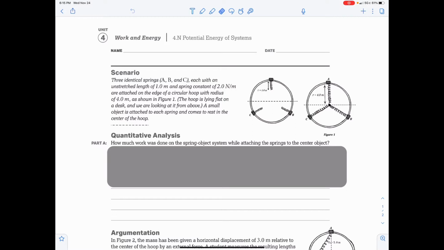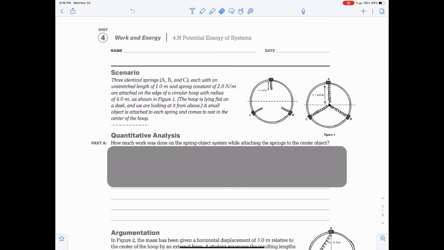3 identical springs, A, B, and C, each with an unstretched length of 1 meter and a spring constant of 2 newtons per meter, are attached on the edge of a circular hoop with a radius of 4 meters, as shown in Figure 1. The hoop is lying flat on a desk, and we are looking at it from above, so we can ignore gravitational effects on these masses, since all the gravitational effects will be the same. A small object is attached to each spring and comes to rest in the center of the hoop.